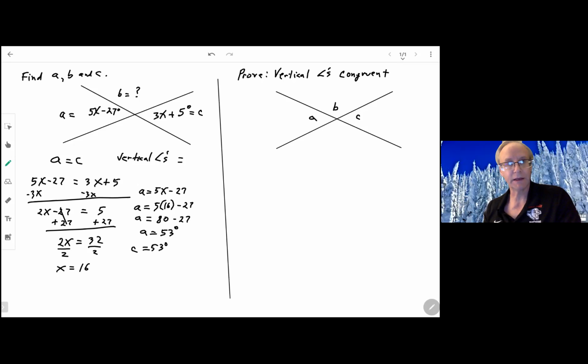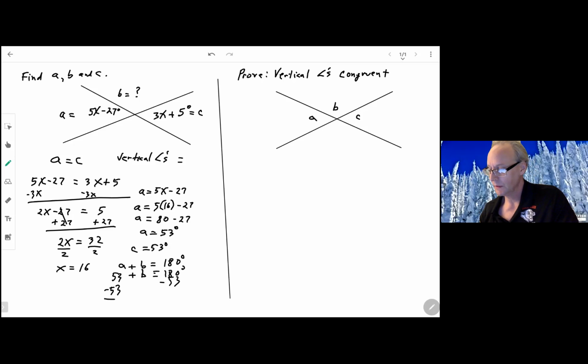And I could use A and B, or I could use B and C. It doesn't matter. I know, though, that A plus B is equal to 180 degrees. And that's because linear pairs are supplementary. And then 53, I'm going to substitute, plus B is equal to 180 degrees. And again, I'm subtracting 53 from both sides. And I get B is equal to 127 degrees.